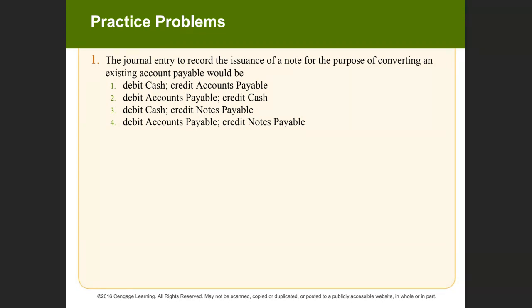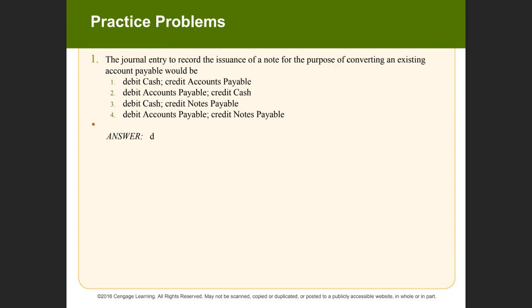Debit accounts payable, credit cash. Is that what you said? It's going to actually be credit notes payable because we've issued a note. Close though, very close, definitely a good guess. So we're going to debit our accounts payable and credit our notes payable to record the issuance of a note for the purpose of converting an existing account payable.